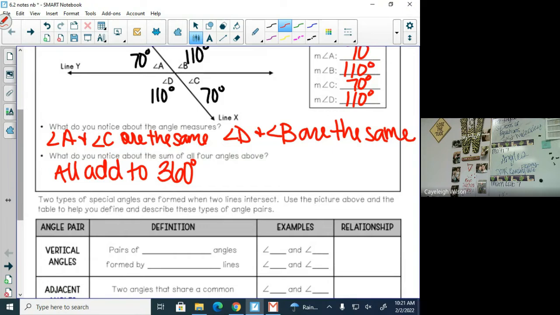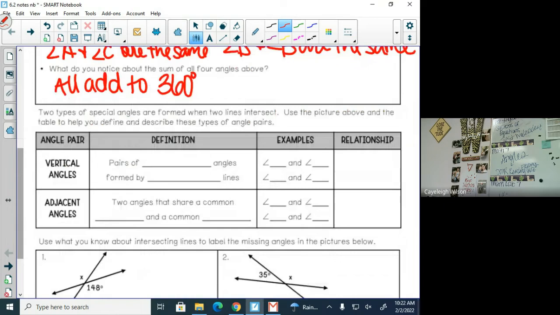Now, two more things that we're going to add up here. Two more words: vertical angles and adjacent angles. So two types of special angles are formed when two lines intersect. It says use the picture above and the table to help you define and describe these types of angle pairs. So vertical angles are angles that are across from each other, which are opposite of each other.